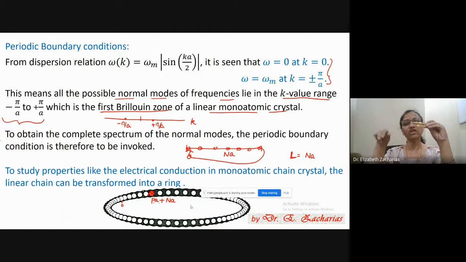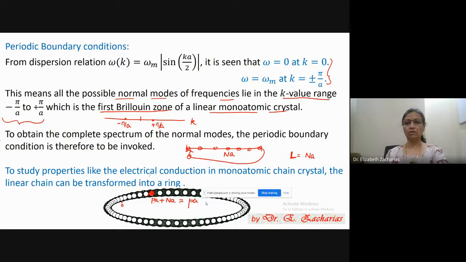How many atoms are there in that ring? I said capital N number of atoms are there. And what is the distance between the atoms? The distance between the atoms is a. So if I move through a distance capital N into a, where will I reach? I will come around once and reach the point Pa. So I can simply say that the position given by Pa plus Na is actually Pa only.